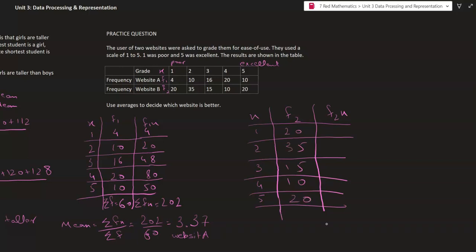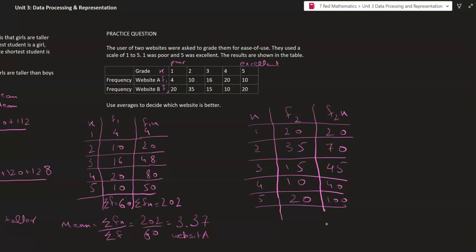Then we have to multiply x with F2. That's F2 into x. 1 into 20 gives us 20. 2 into 35 gives me 70. 3 into 15 gives me 45. 4 into 10 gives me 40, and 5 into 20 gives me 100.